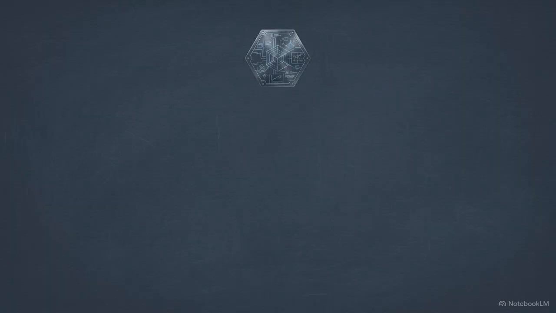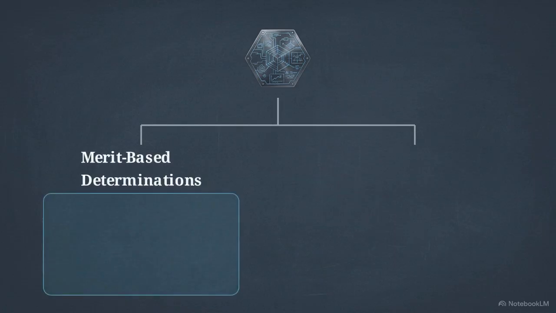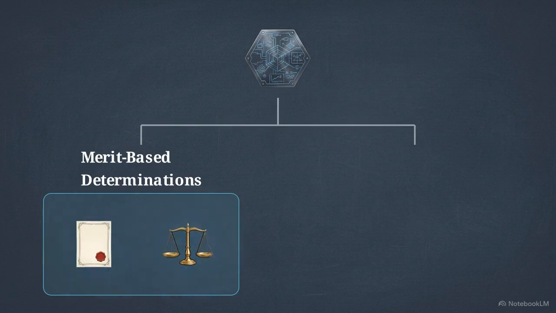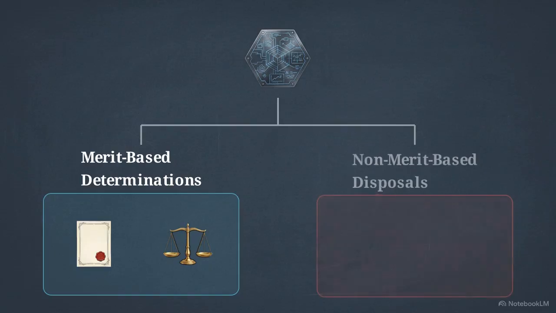When a case enters the UK Employment Tribunal, its path to resolution is not monolithic. The system operates through two entirely different adjudicative channels. The first pathway consists of merit-based determinations. These are rulings where a judge evaluates the actual factual evidence and the legal substance of the dispute to decide who wins and who loses.